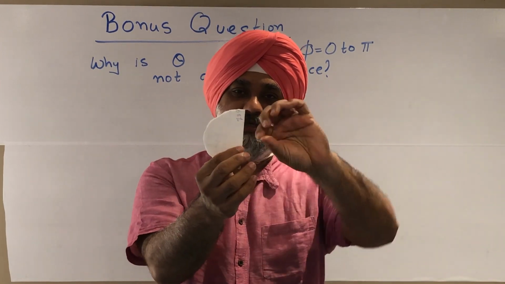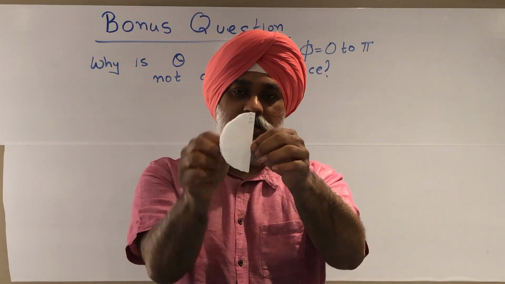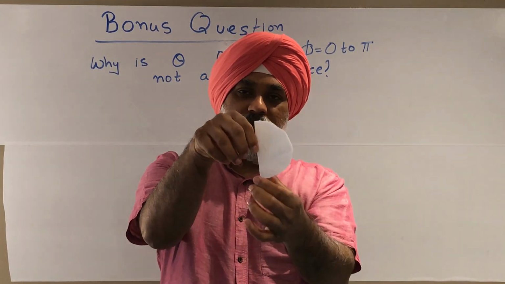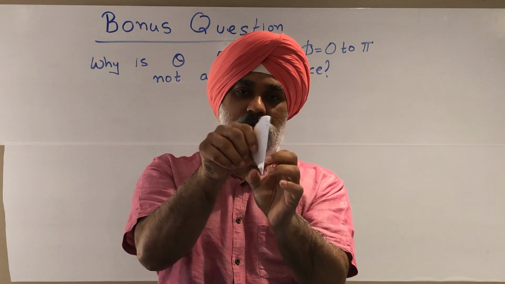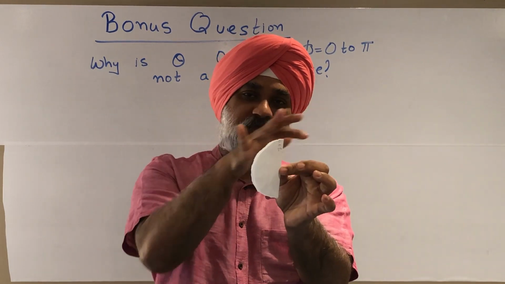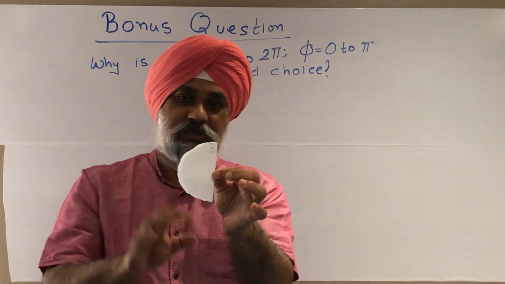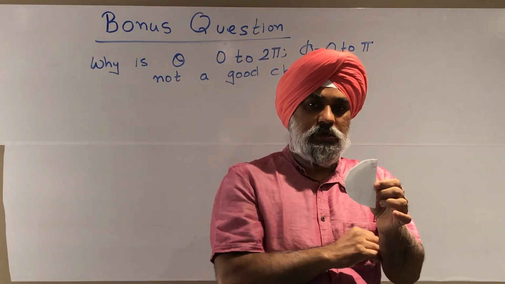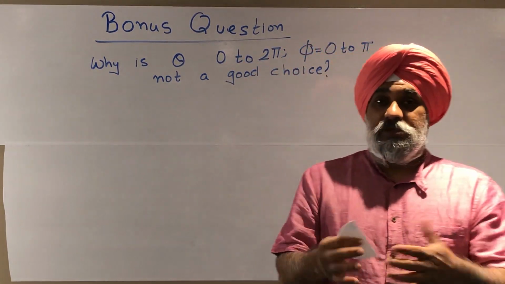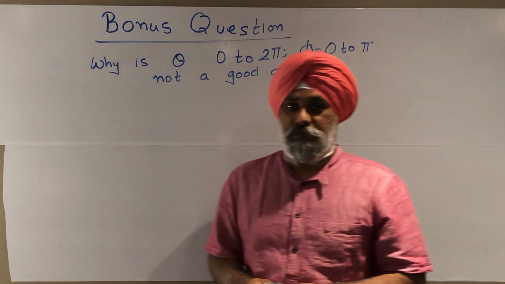And then we take this disk and rotate it around the z-axis, and in doing that we make the sphere. So that's one choice, and this is the choice we use in the spherical coordinate system.